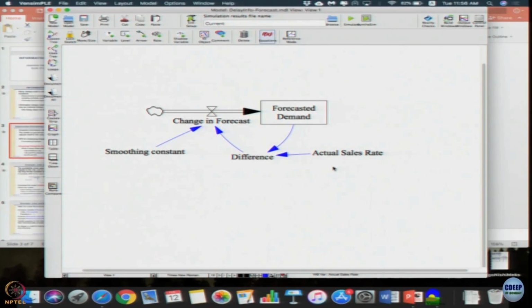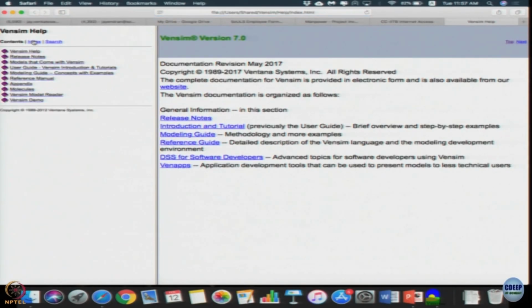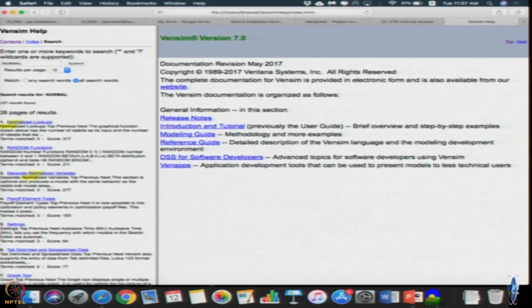Now, let us go to the third one. In the third case, we want to do something called random normal. Before we do that, whenever new things come, I expect you to, I am just showing it because you will also learn how to do it.